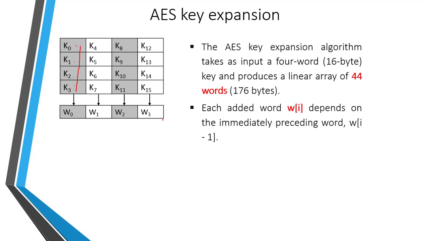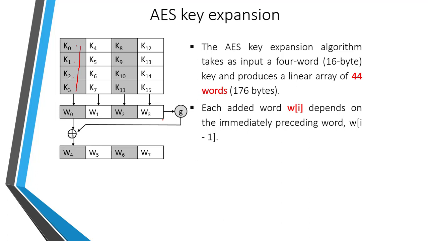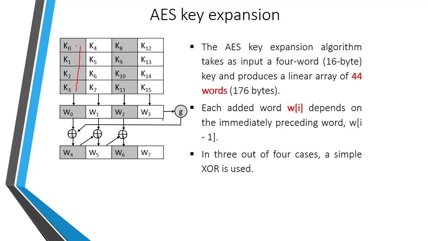After that, each added word depends on the immediately preceding word. So apply the G function to every fourth word, that is W3, W7, W11, etc. Then the output of the G function is XORed with W0 and we have generated W4. After that, W4 is XORed with W1 and generates W5. As we have mentioned, each word depends on the immediately preceding word. Then W5 is XORed with W2 and generates W6, and W6 is XORed with W3 and generates W7.